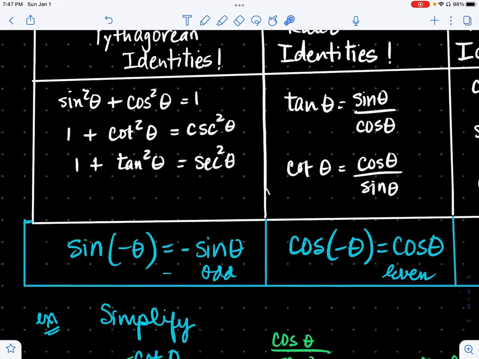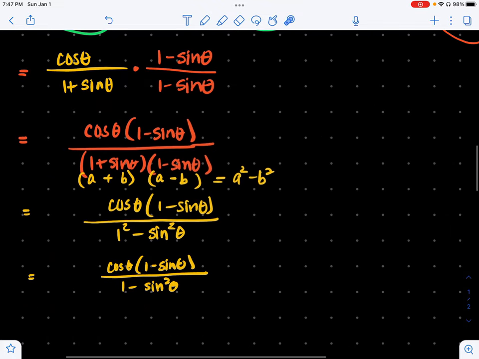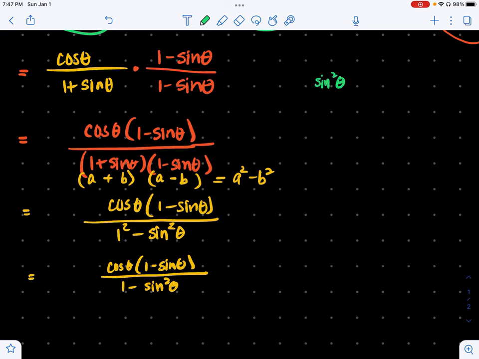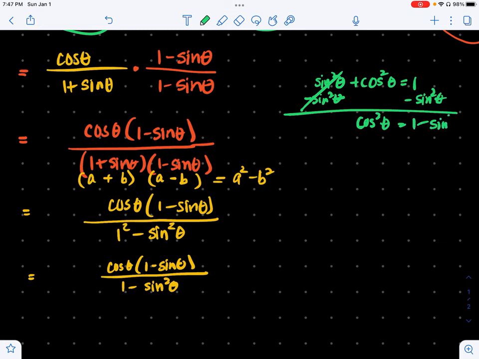Sine squared theta plus cosine squared theta equals 1. How do I know it's the same identity? Let me rewrite it. Sine squared, and also in the last video I showed that you can write this same identity in a few different ways. Let me subtract sine squared theta from both sides. And that leads to cosine squared theta is equal to 1 minus sine squared theta, which means 1 minus sine squared theta can be replaced with cosine squared theta. And that's what I'm going to do now. In the denominator, 1 minus sine squared theta will be replaced by cosine squared theta. What have I used here? A Pythagorean identity.